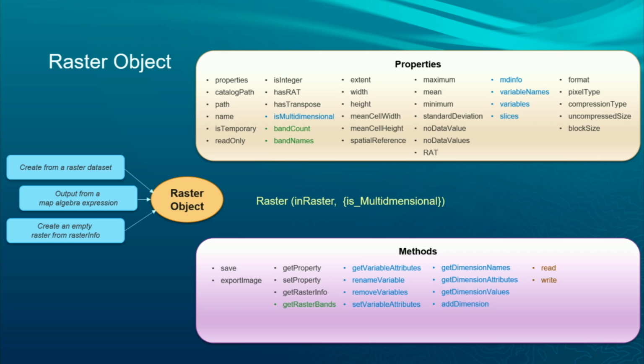Now there is one important thing, which is raster. The first argument is in raster. Of course, you need a raster to create a raster object. And then the second one is: is it a multidimensional raster? If it is a multidimensional raster, you have to say true. Otherwise, it will just take the first slice and create almost like a single band raster. So you are not getting all the slices and dimensions and stuff like that. So that's kind of a little thing that you have to pay attention to, okay, when you are creating a raster object from a multidimensional raster.